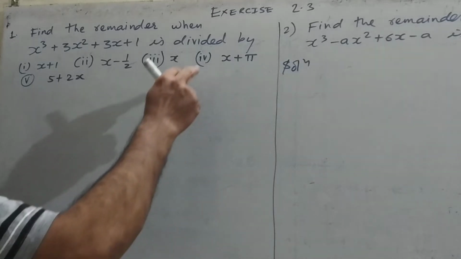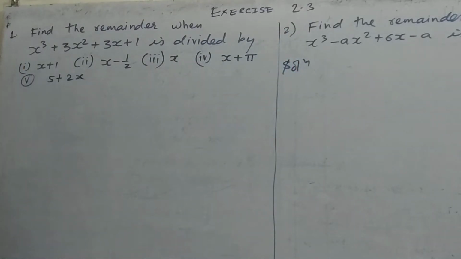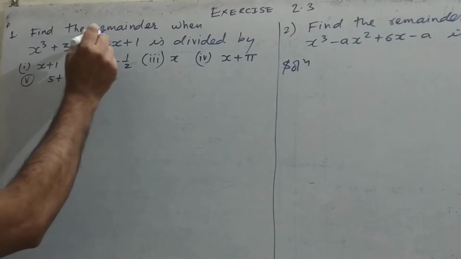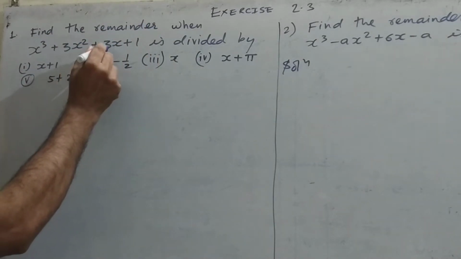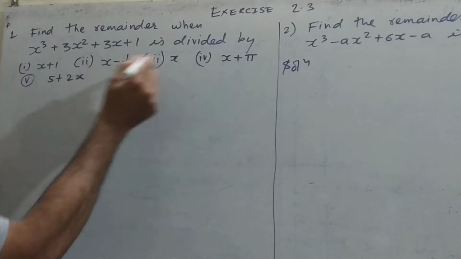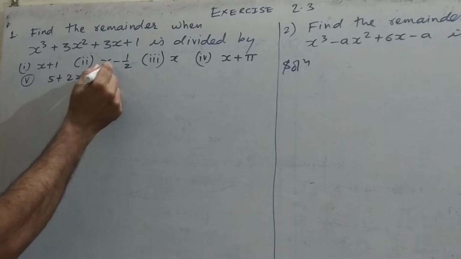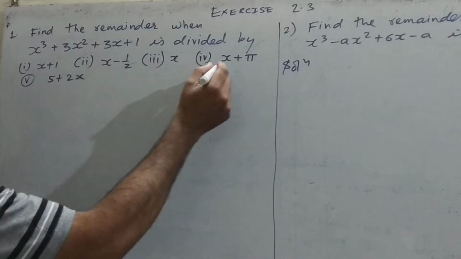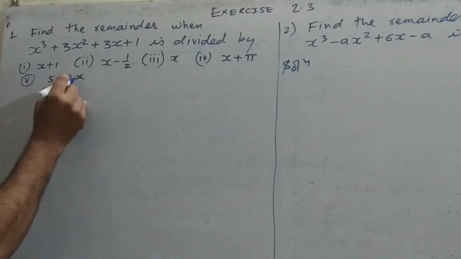We are in exercise 2.3 of chapter 2, that is polynomials. Question number 1 reads like this: Find the remainder when x cube plus 3x square plus 3x plus 1 is divided by: first option x plus 1, second x minus 1 by 2, third x, fourth x plus pi, and fifth 5 plus 2x.